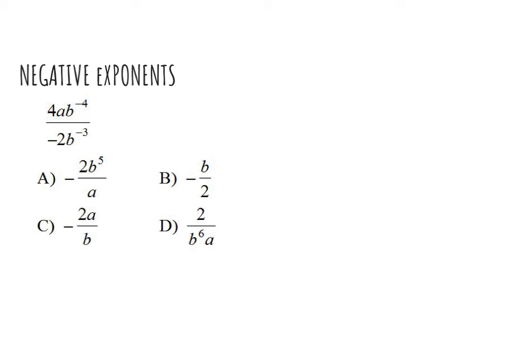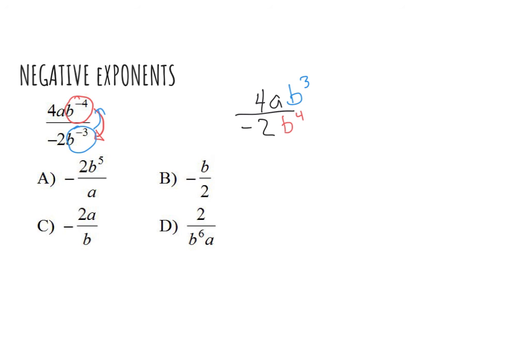So first you want to move your negative exponents. So we have b to the negative 4th power. That's going to go down. And b to the negative 3rd power is going to go up. So I will rewrite this. I will have 4, negative 2, and then that a stays. But now b to the 3rd power is up in the numerator. b to the 4th power is down in the denominator.